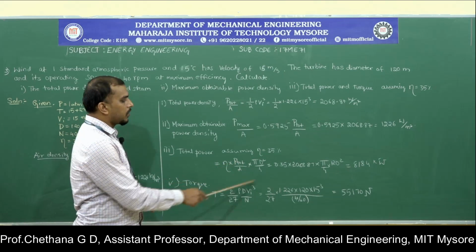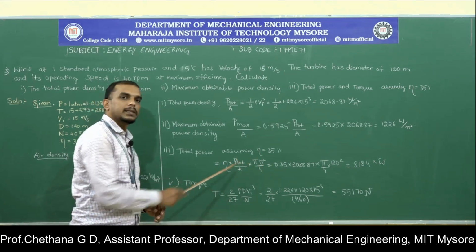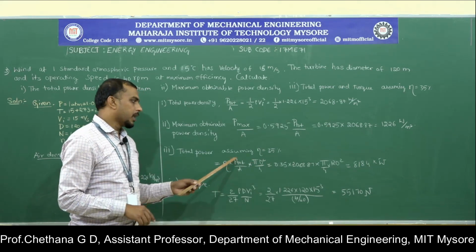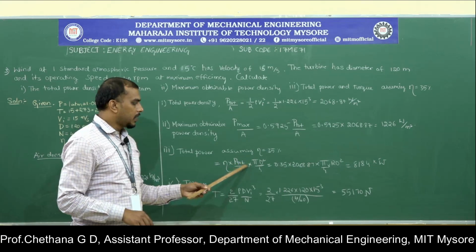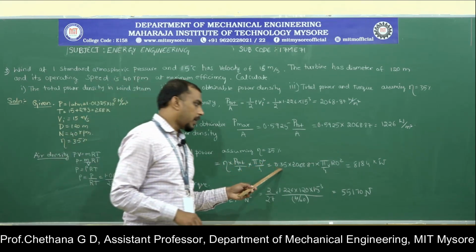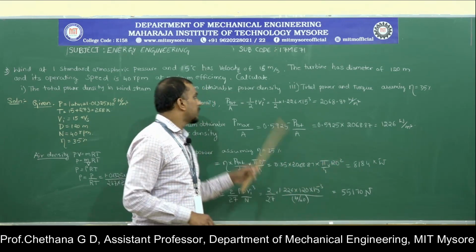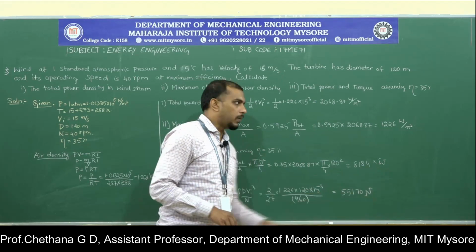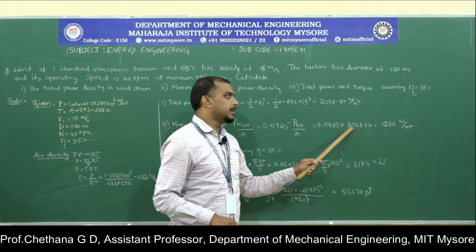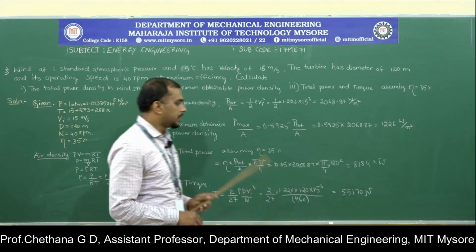Now, in order to get the total power, this term has to be multiplied with the area, that is pi d square by 4. So, this is total power into efficiency. If you multiply with 0.35, that is 35% of the total power, you get 8184 kilowatt. If you want to compare, this also has to be in power, not power density. So, we cannot compare it simply.